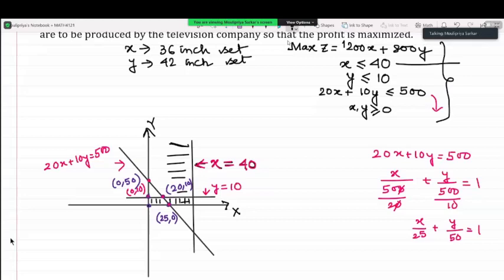The triangle, exactly. The easiest way is to replace x and y by the origin in 20x plus 10y less than or equal to 500. If I replace x and y by the origin 0, 0, it is satisfied. That implies the required region would be towards the origin. Am I correct? Yes, ma'am. Since x and y are both non-negative, we are interested only in the first quadrant and nowhere else.